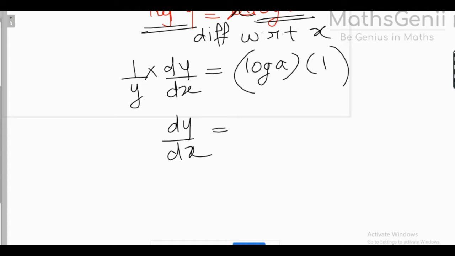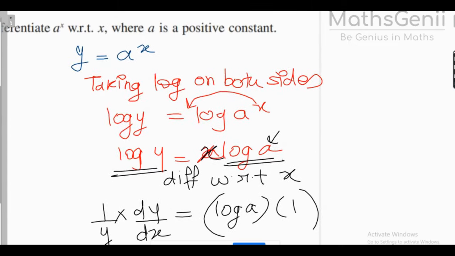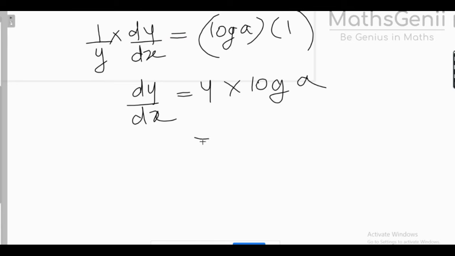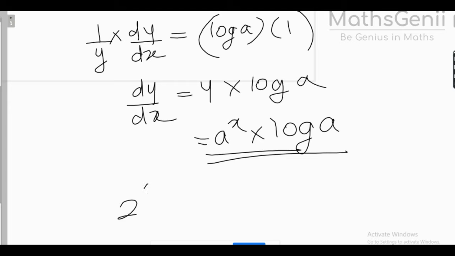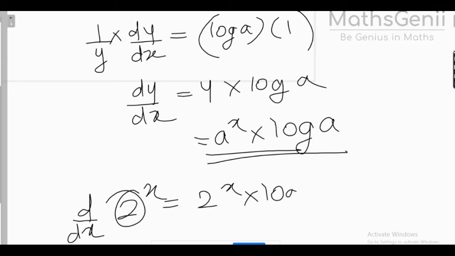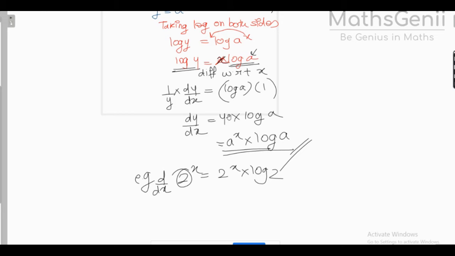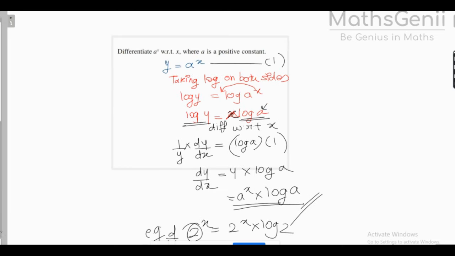Correct? So now what you have is dy by dx, which is what you want to find eventually, right? Dy by dx has to be on this side. So 1 upon y, when it goes to that side, comes into multiplication. But what is y? Y is nothing but a raised to x. So the derivative of a raised to x is a raised to x log a. For example, you have 2 raised to x and you have to find the derivative. How will you find it? 2 is your a in this case. So 2 raised to x into log 2. This is just an example, but your theorem ends here. So this is the formula for a raised to x derivative.